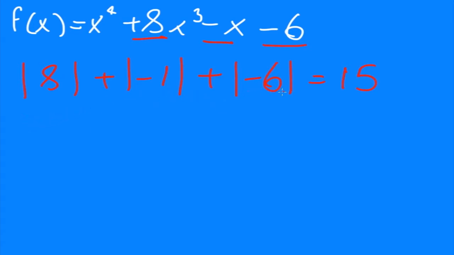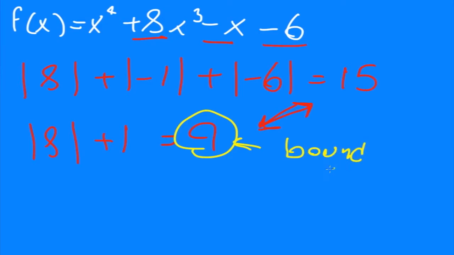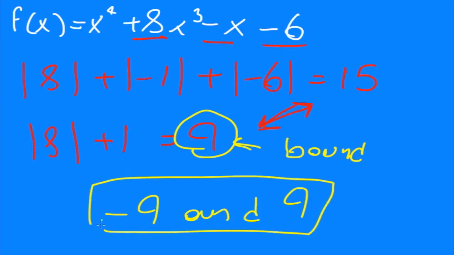Now you take the biggest of these numbers, which is 8, and the absolute value of 8 plus 1 is 9. Which one of these two numbers is the smallest one? 9, right. Oh my god, you're so smart. So 9 is your bound. That means every zero of f lies between -9 and 9. Okay? Let's do another one.